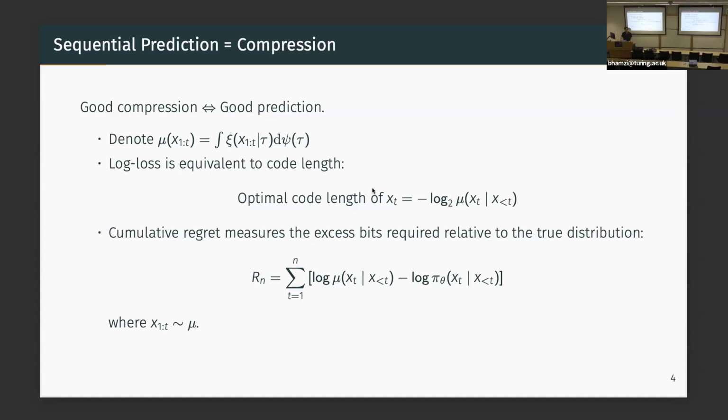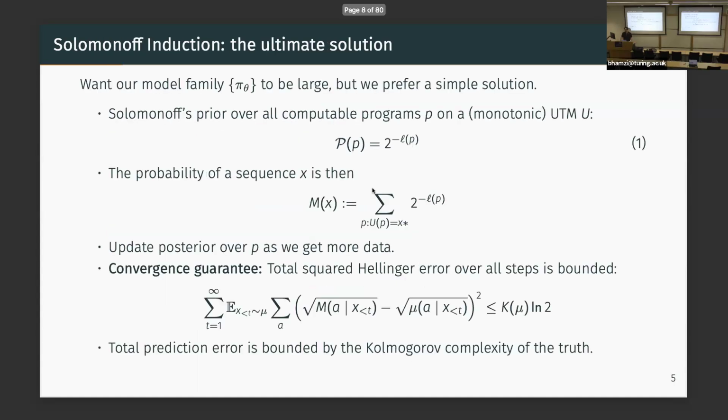And I think this is all the basics. People here are all very familiar with this. So I was talking about how do we construct this model, but essentially this Solomonoff induction gives us the best solution possible. So we want this neural network family pi theta to be large.